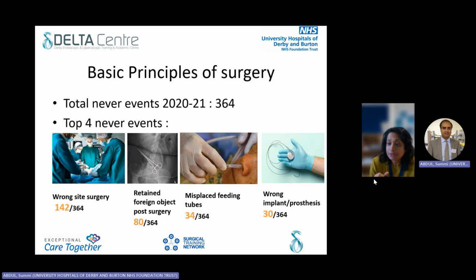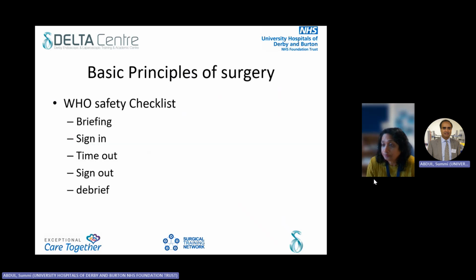So when we talk about never events, that means things that should never happen. In terms of safety reports, wrong site surgery leads that with 142 out of 364 reported. Retained objects are also surprisingly high. You'd think that all our checking and rechecking should balance that, but unfortunately, it's fairly common. It's a top never event. Misplaced feeding tubes and wrong implants or prostheses being inserted also play a part in that.